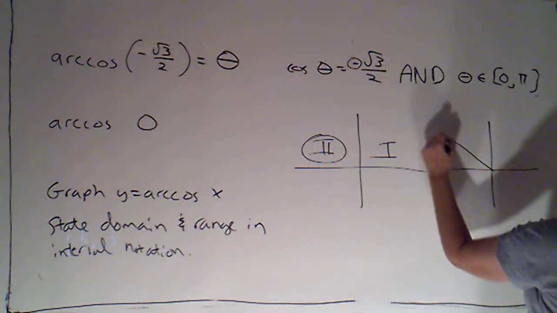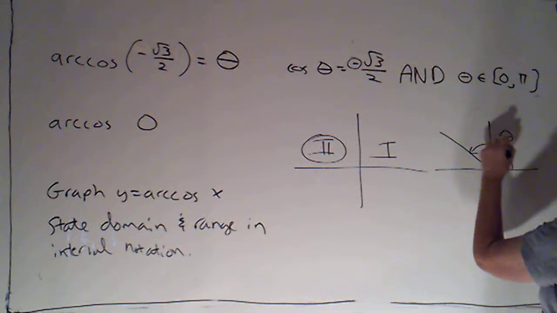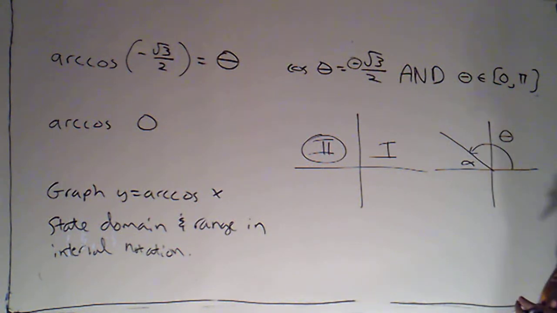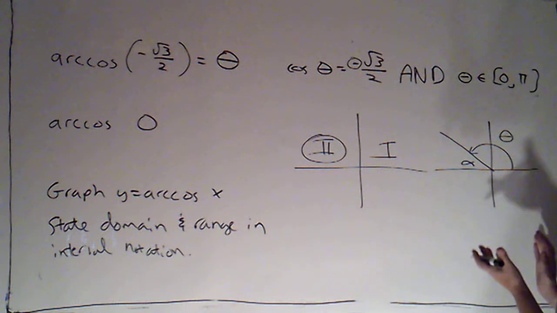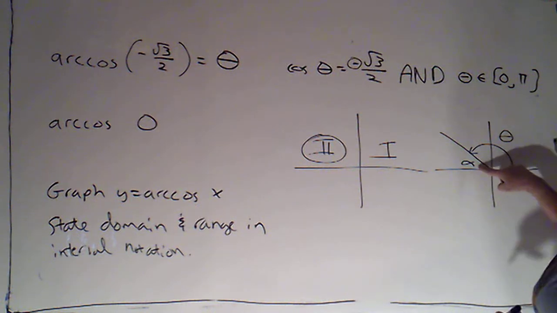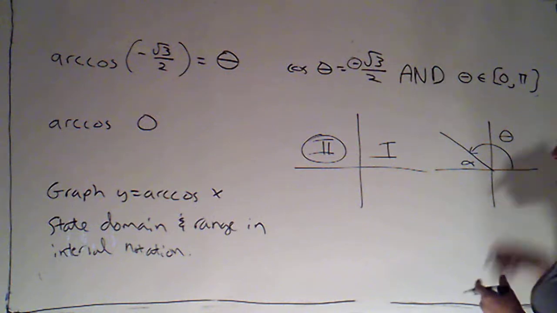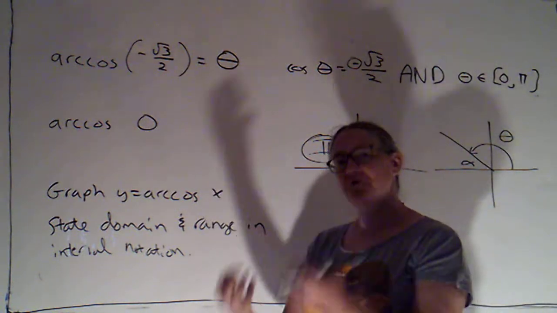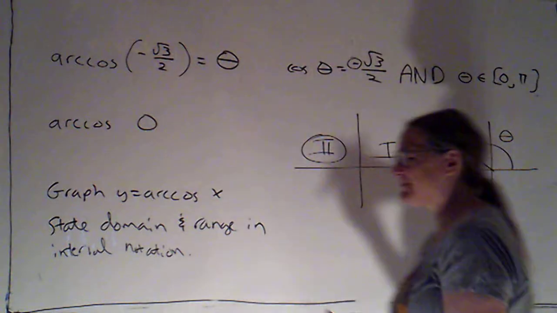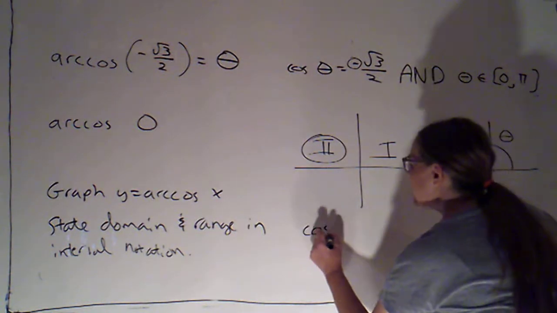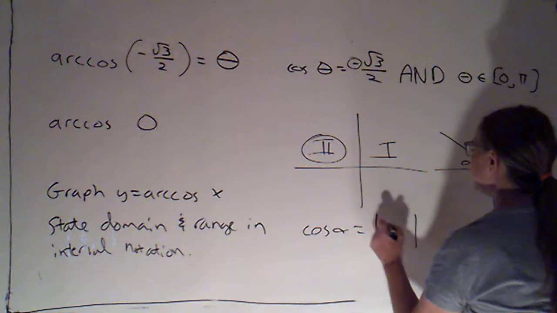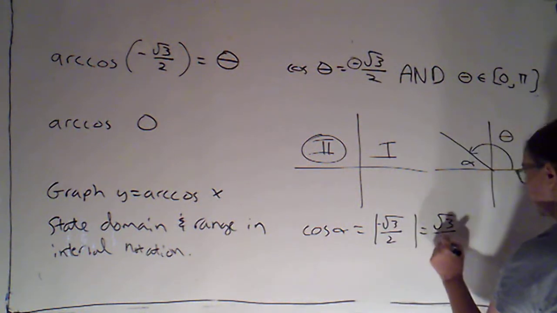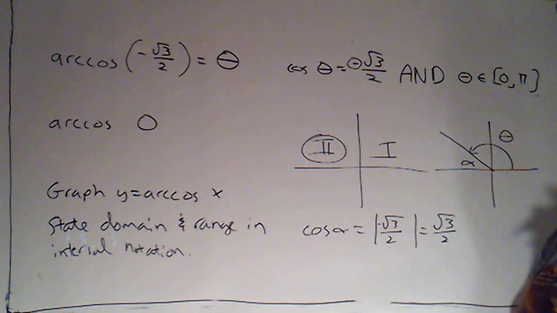So my picture looks something like this. Here's my theta. It's going to be an obtuse angle. Alpha is my reference angle. Okay. Now, I know that cosine of alpha and cosine of theta are related. They have the same absolute value because I use the reference angle to find that absolute value. So I can say cosine of alpha is the absolute value of negative root 3 over 2, which means it's root 3 over 2. But alpha is an acute angle.